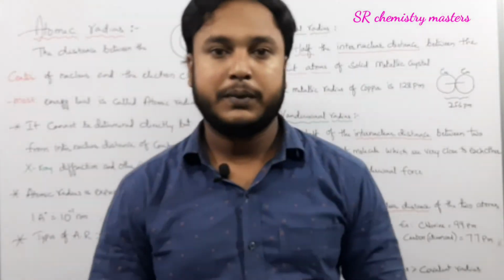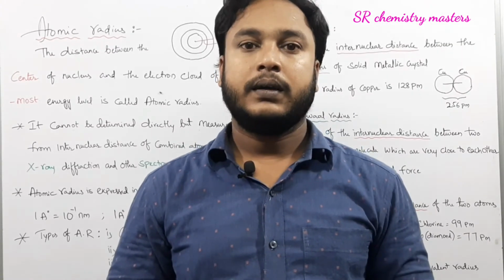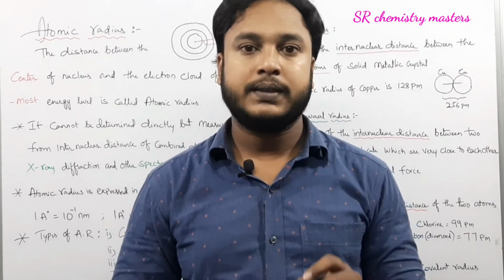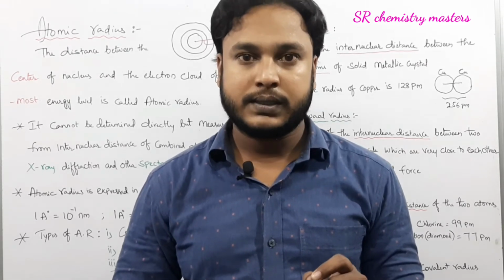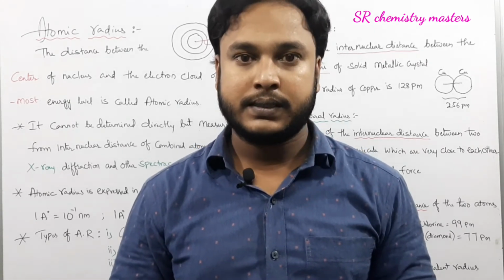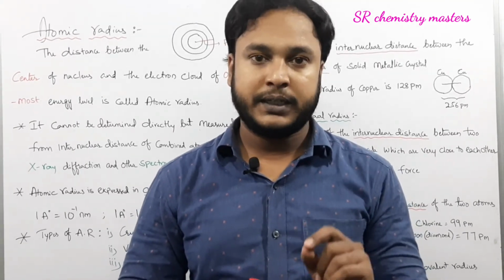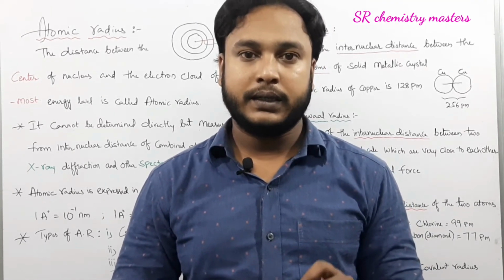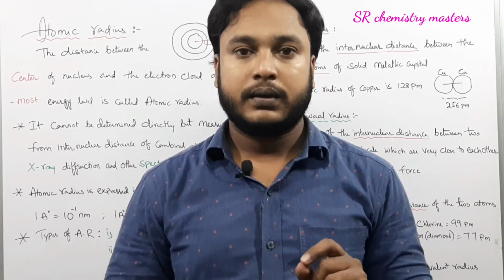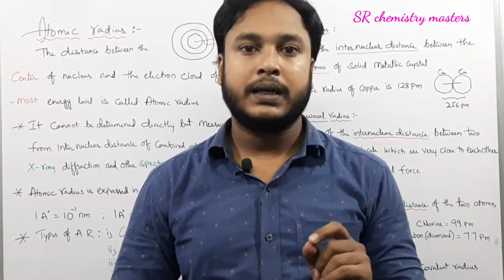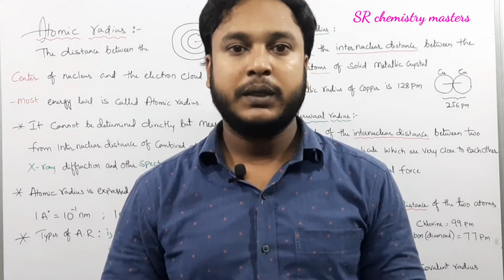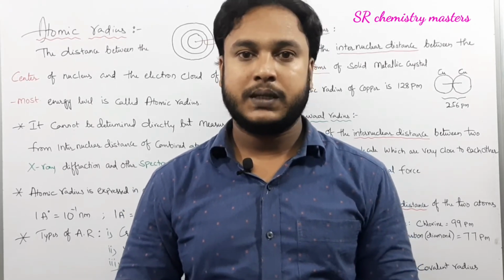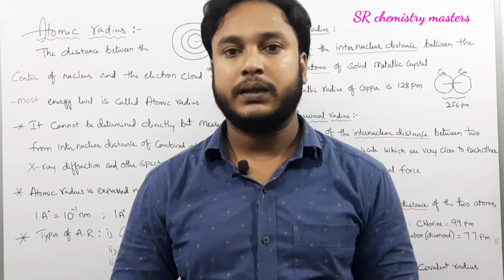If we summarize all these things, always remember the distance between the center of the nucleus and the outermost shell in which the electrons are present is known as atomic radius. And atomic radius cannot be determined directly. It can be determined by using the X-ray diffraction method or other spectroscopic methods. And always the atomic radius is measured in terms of angstroms, nanometers or picometers.